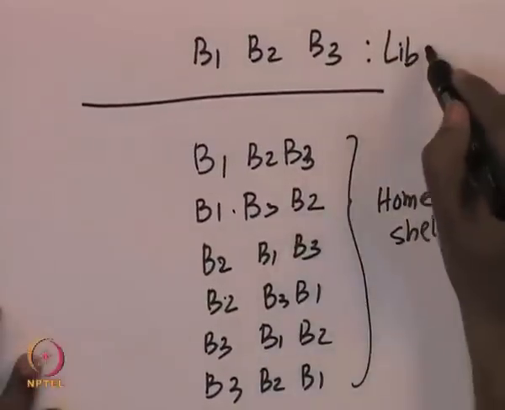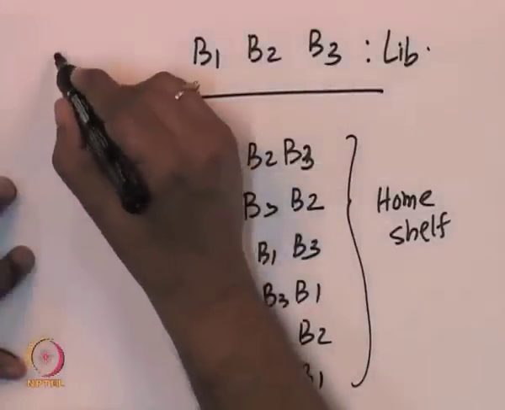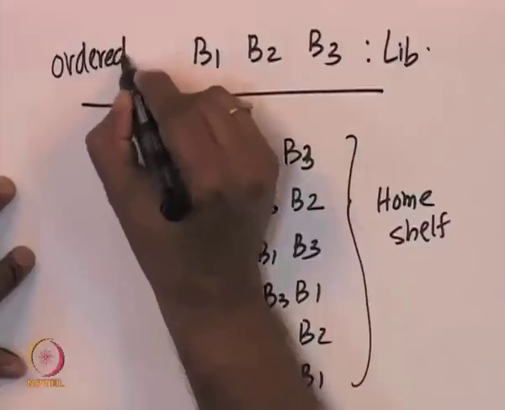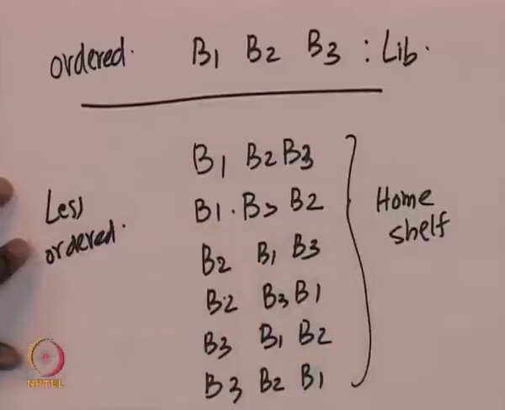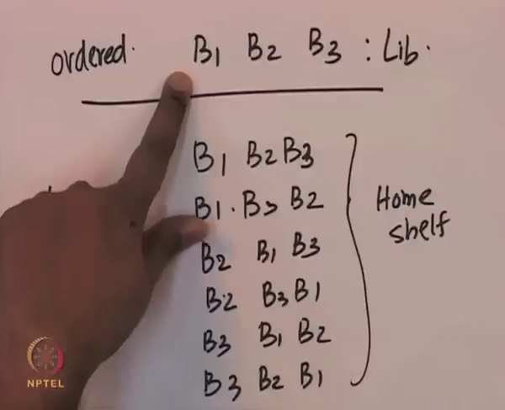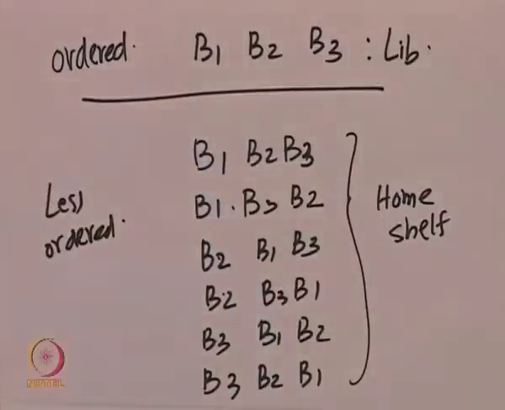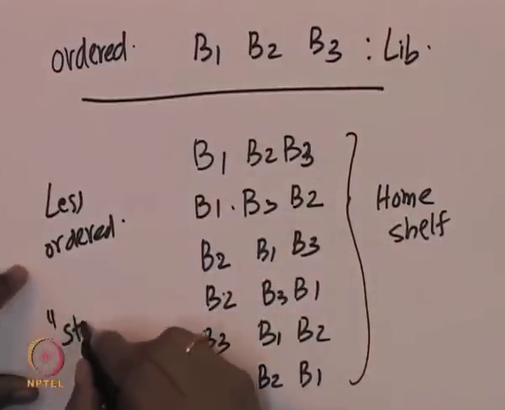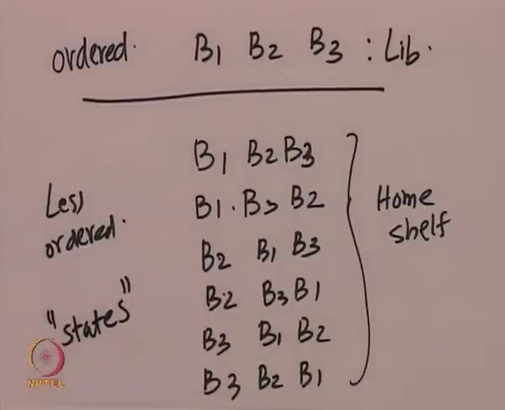So, this we call ordered, this we call less ordered. The library is more ordered, and this is less ordered. So, entropy for the library is small. Entropy is a measure of disorder. So, this will be more entropy and this will be less entropy. These particular arrangements we can call states.